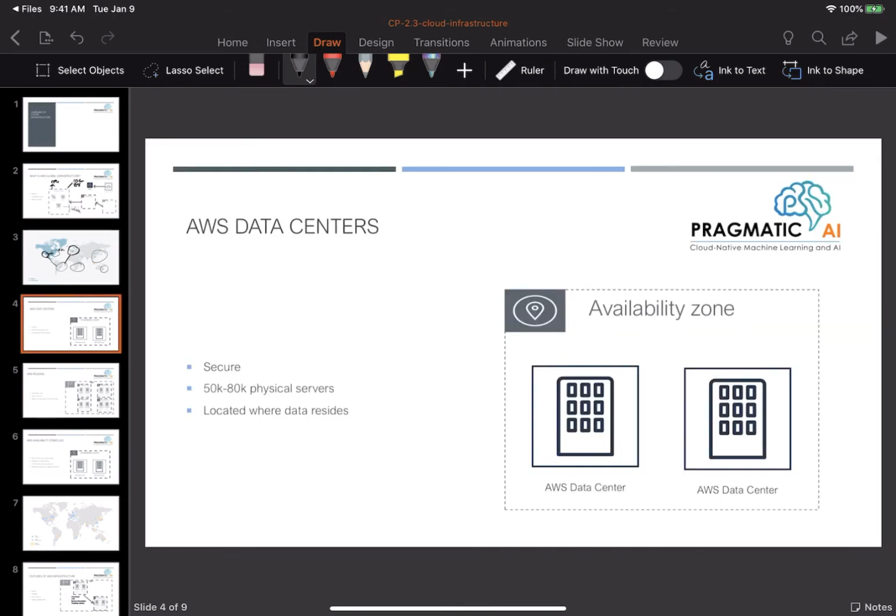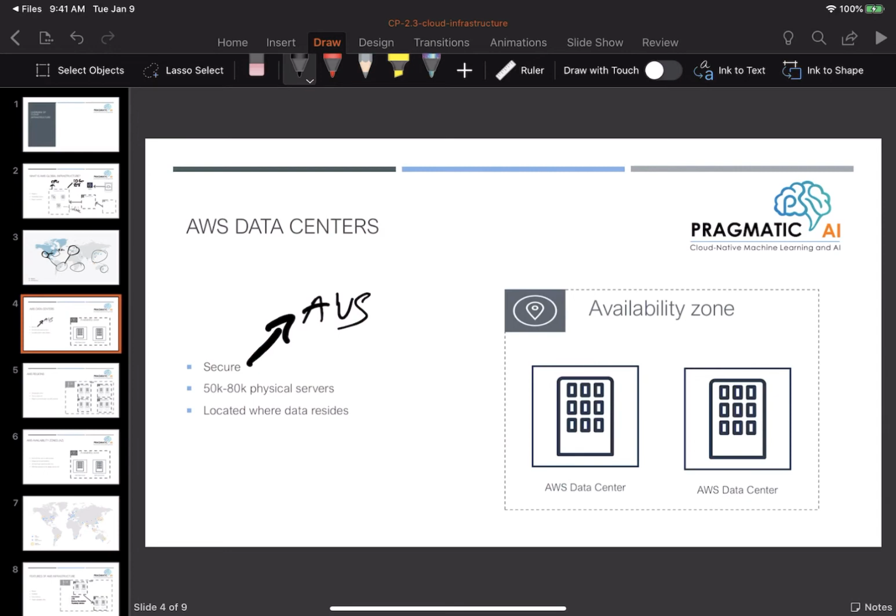Now, let's talk about digging into some of these connected regions all over the world here, what's actually involved. And at the lowest level, they're actually data centers. So just like a physical data center that you may have in your company or you've heard of, they're securely designed. That's the first thing to be aware of. And so they're in this shared security model. AWS is actually going to be responsible for that. So this is something AWS is going to maintain. It's not something you have to maintain.